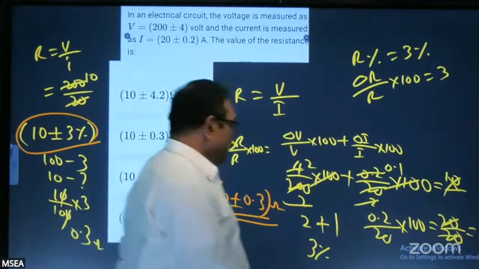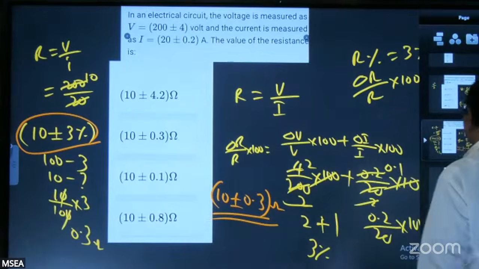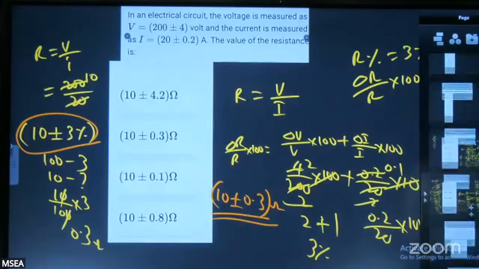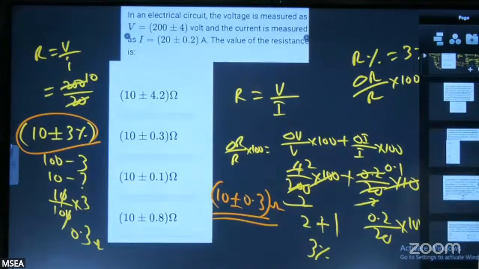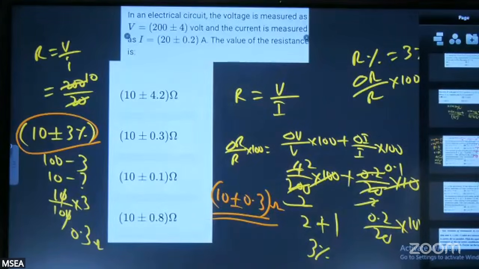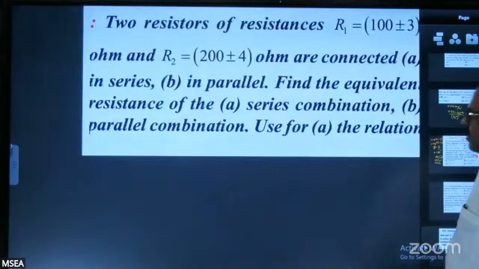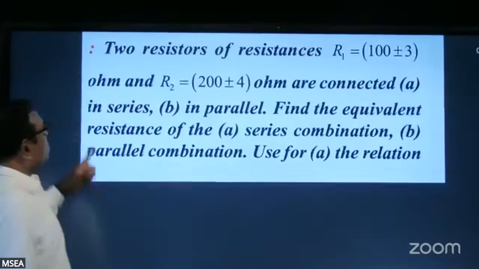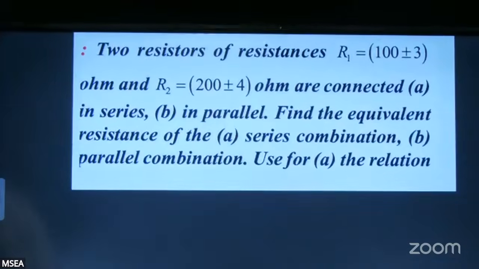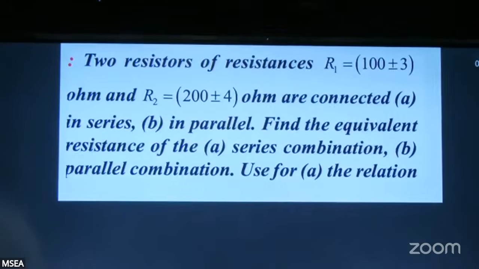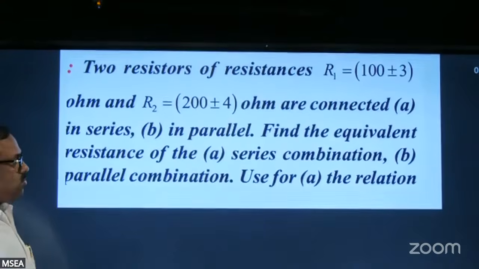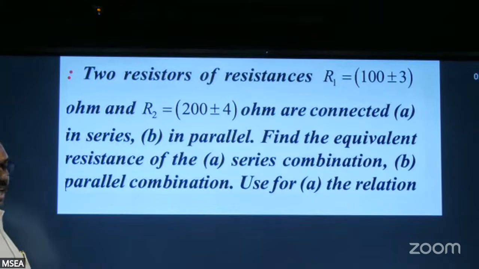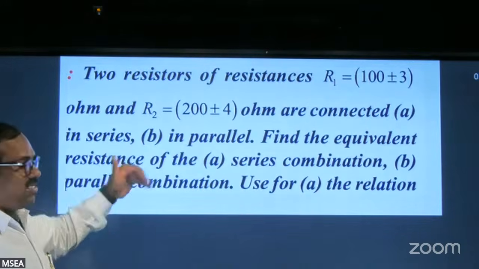Right. Next one, similar to these percentages. Let us see one question we discuss based on this. This is an important question. Two resistors of resistances R1 equal to 100 plus or minus 3 ohms and R2 equal to 200 plus or minus 4 ohms are connected in series and in parallel. Find the equivalent resistance. Okay, so that is the question, for series as well as for parallel.